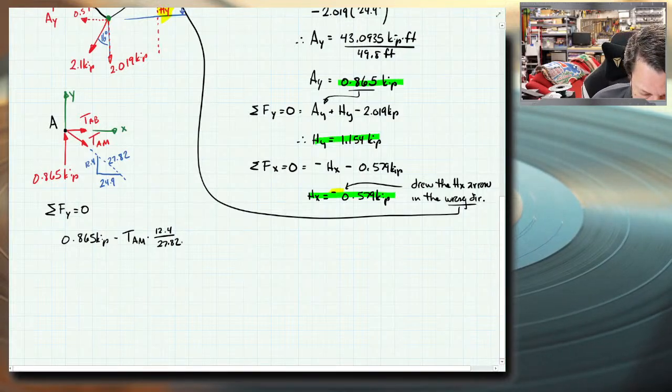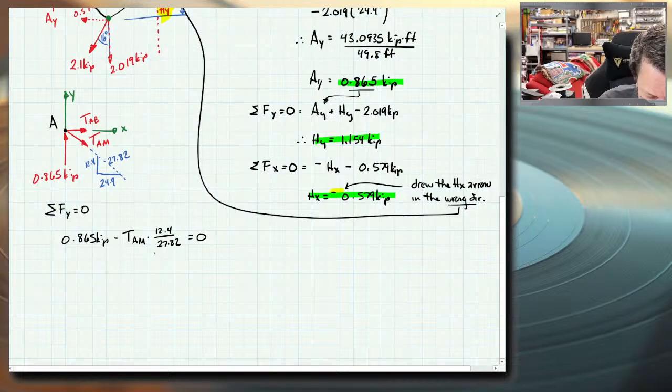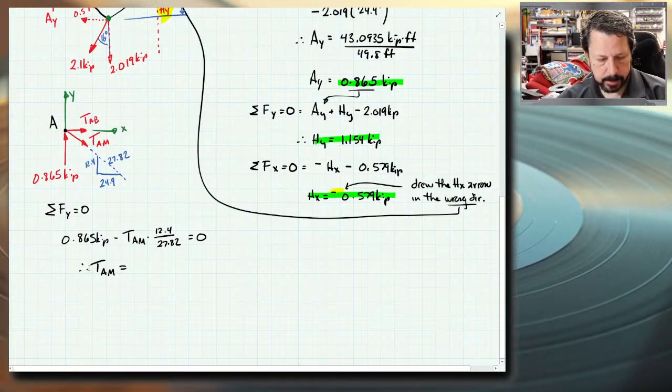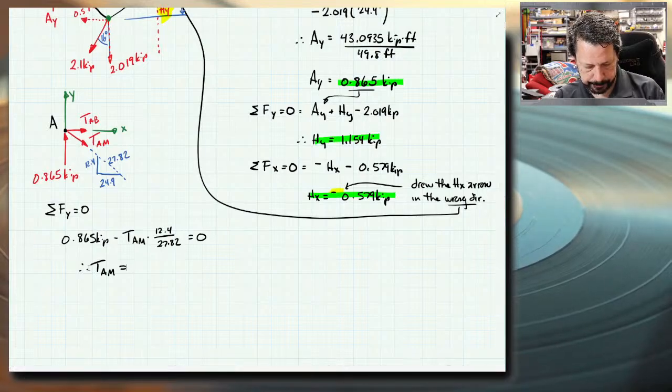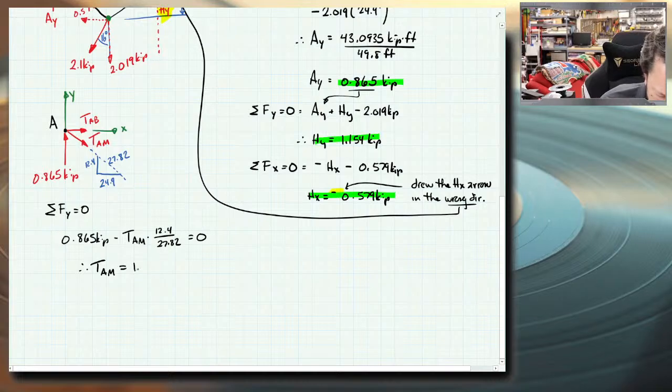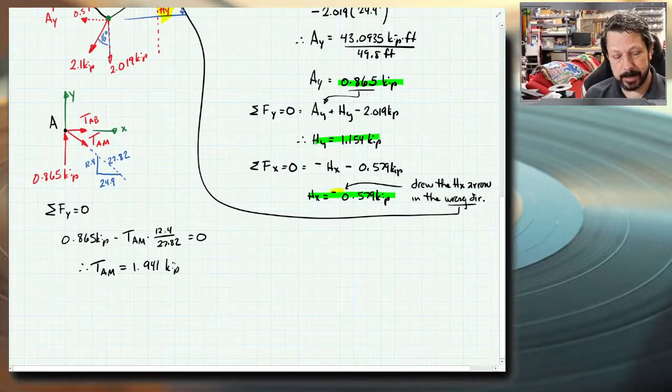All right, these have to add to 0, and the only unknown in there is AM. So TAM equals, let's see, 0.865 divided by 12.4 over 27.82, 1.941 kips, and it came out positive. I drew the arrow as a tensile arrow, so that should mean it's in tension.